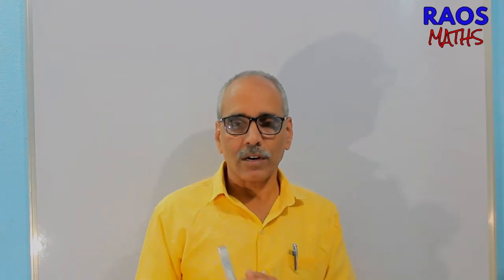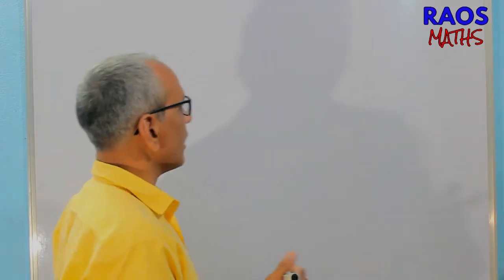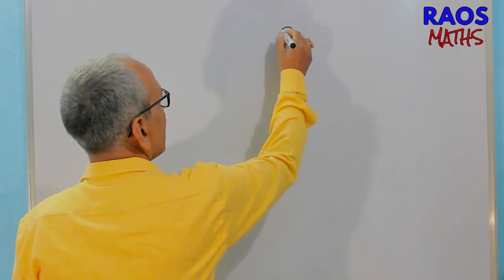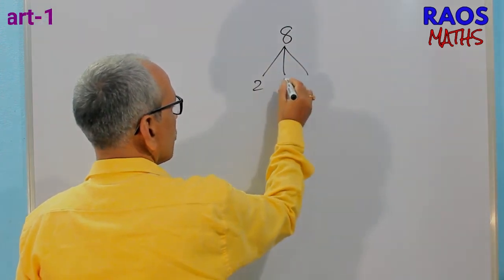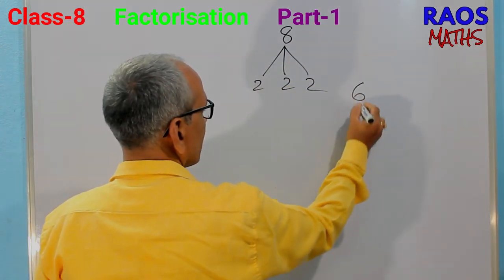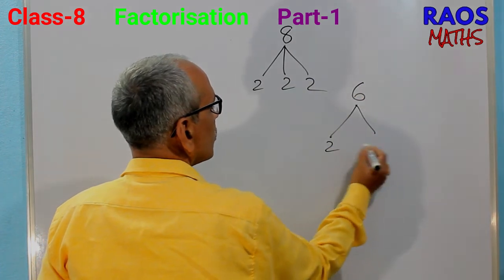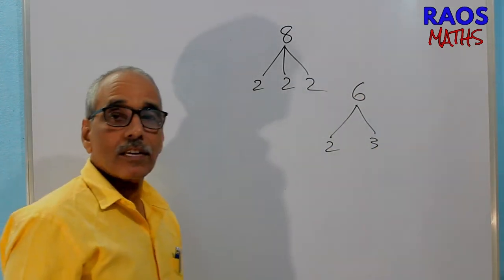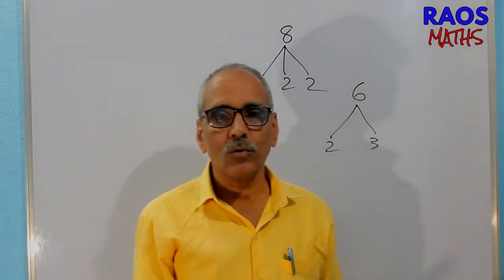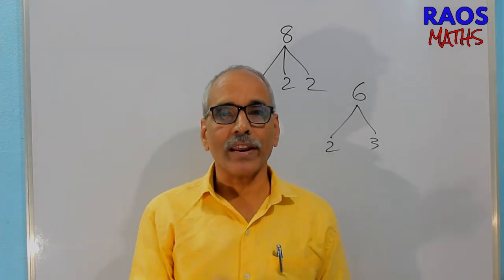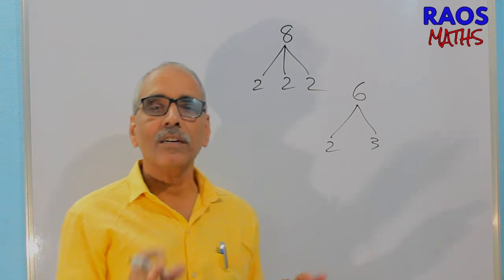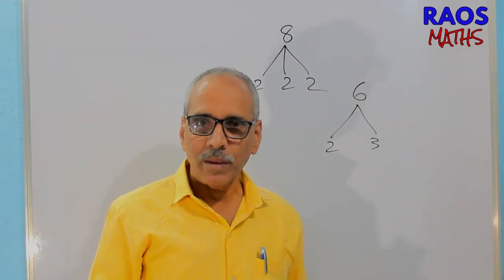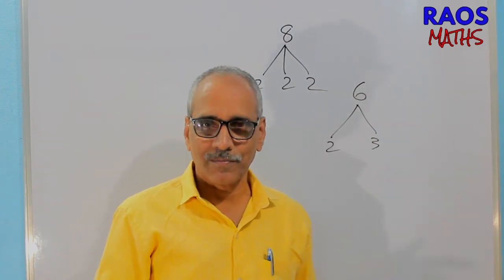Let's go back to the 6th class, how we factorized. We know how to factorize a number. 8 can be factorized into 2 into 2 into 2. The same way 6 as 2 into 3. This way we factorize the numbers. Now we do factorization of an expression. We know an expression. What is called an expression? I don't repeat that. But how to factorize an expression?